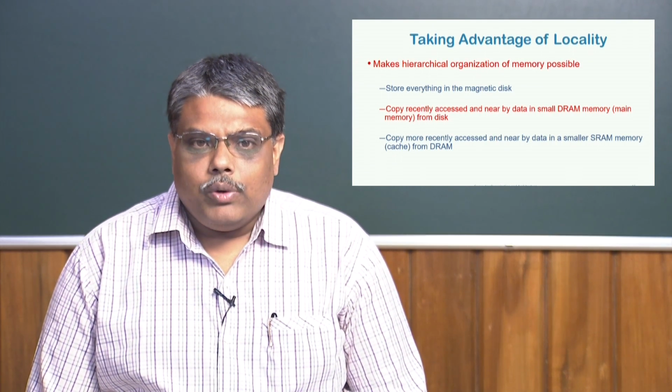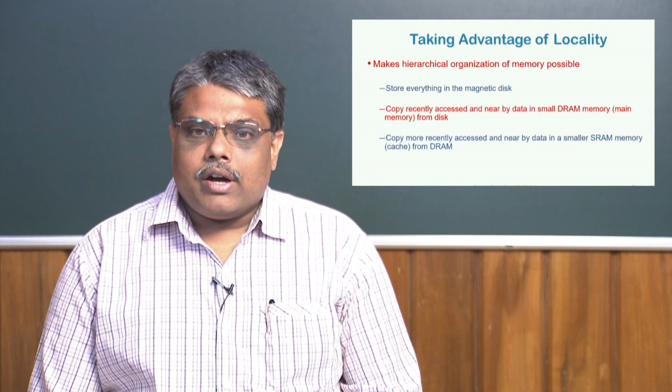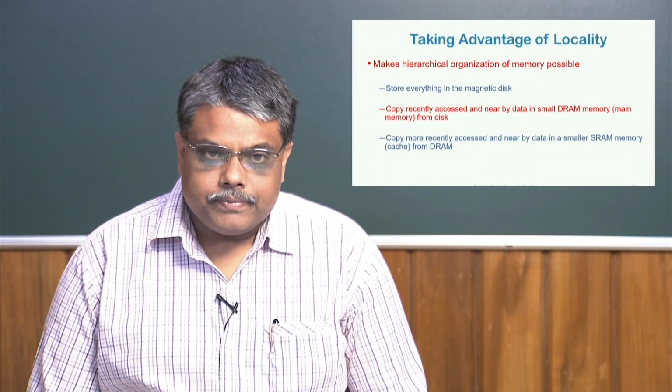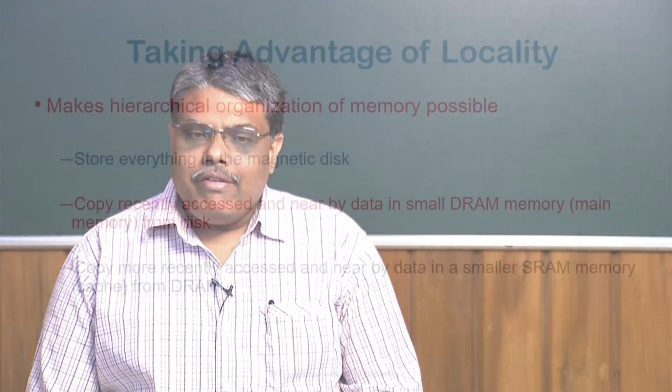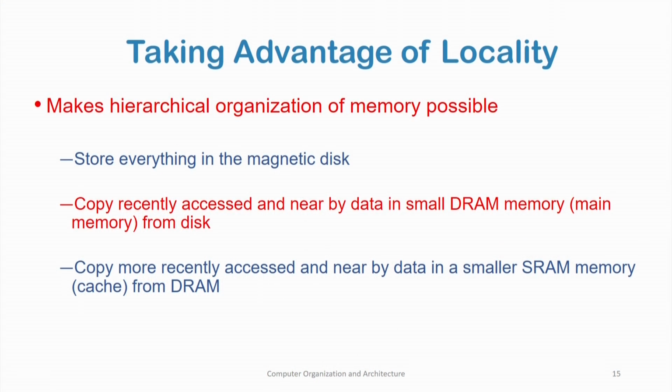So, the principle of locality makes hierarchical organization of memory possible. How can we do that? For example, we store everything in the magnetic disk, and then we copy recently accessed and nearby data in a small DRAM memory, or the main memory. So, the main memory uses the DRAM technology.